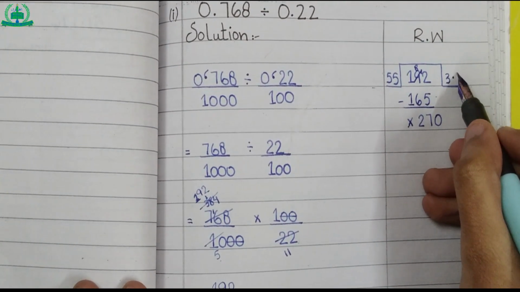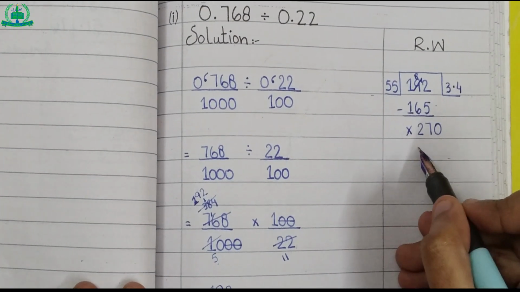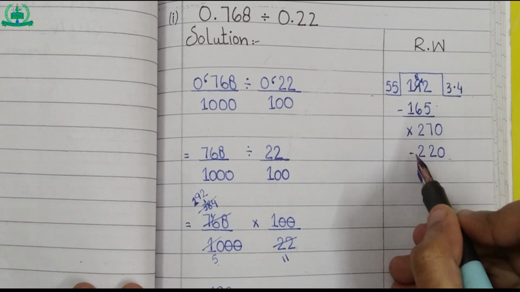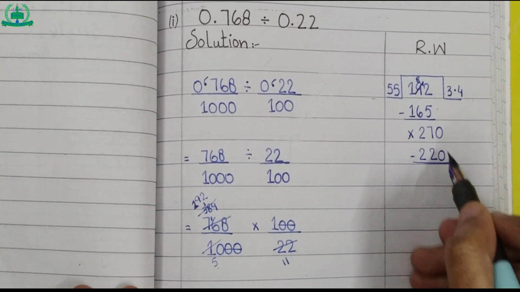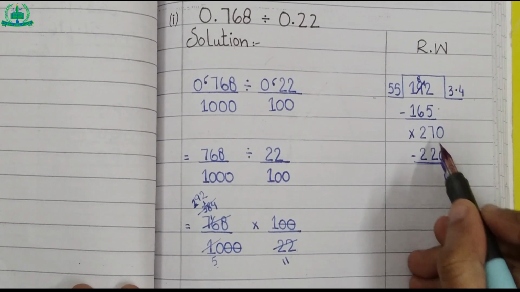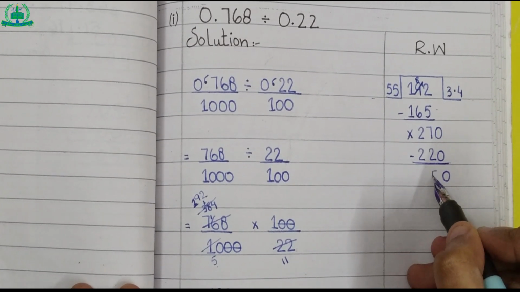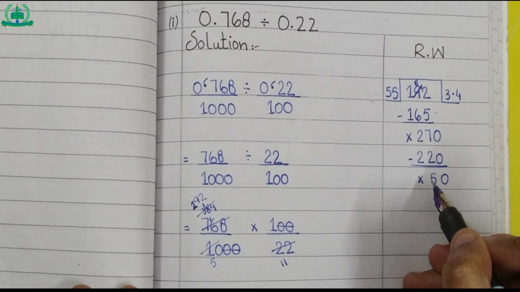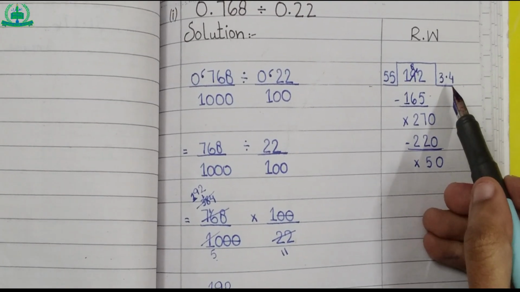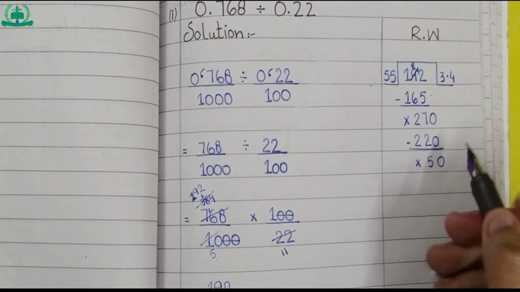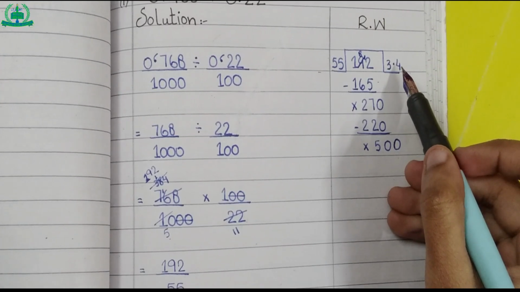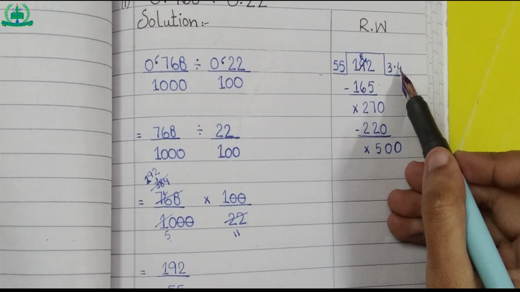55 multiplied by 4 makes 220. Minus 0 minus 0, 0, 7 minus 2, 5, 2 minus 2, no remainder. We have already put decimal, so we can add another 0.